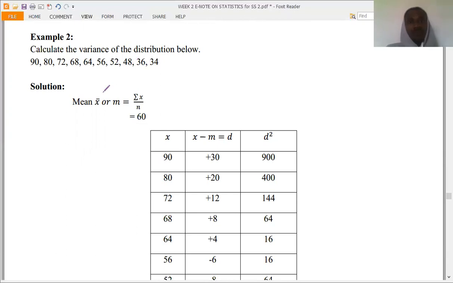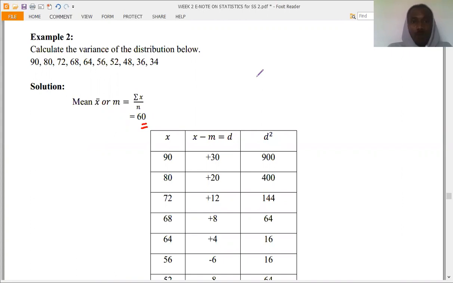Solution. The mean x bar is equal to summation x over n. Because our n is small, it's a small sample. So we sum all of this divided by n. What's our n? 1, 2, 3, 4, 5, 6, 7, 8, 9, 10. So 90 plus 80 plus 72 plus 68 plus 64 plus 56 plus 52 plus 48 plus 36 plus 34 divided by 10 will give 60. That is the mean.